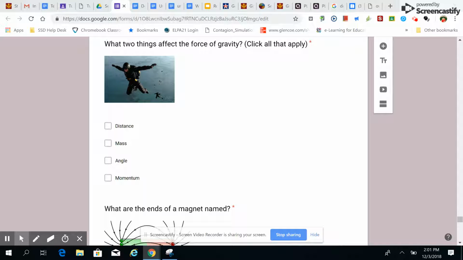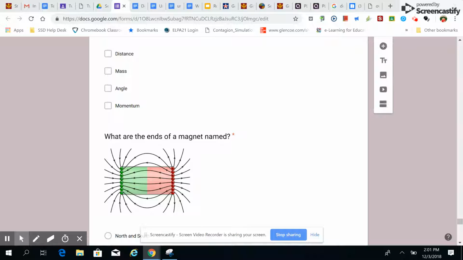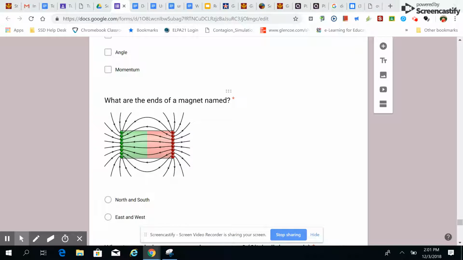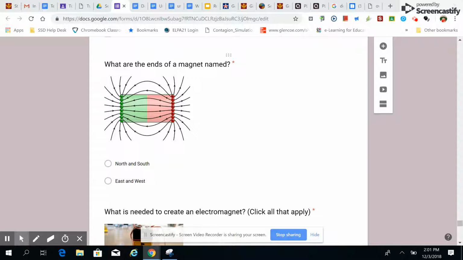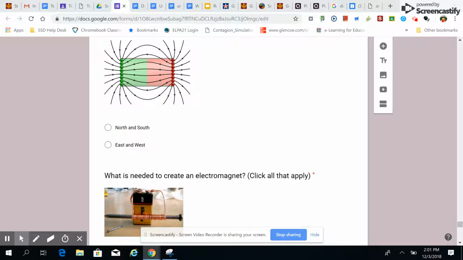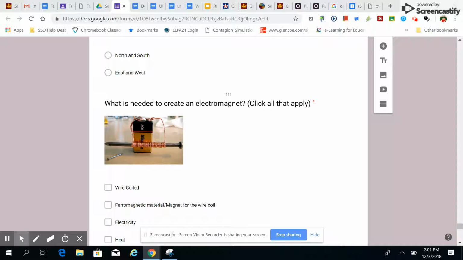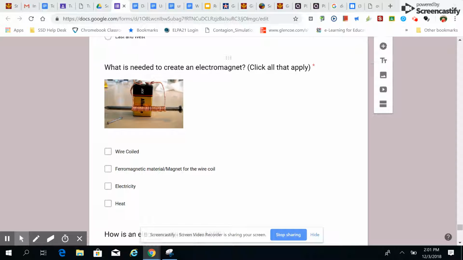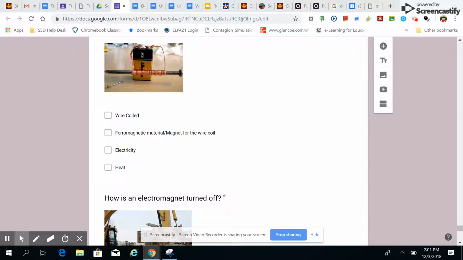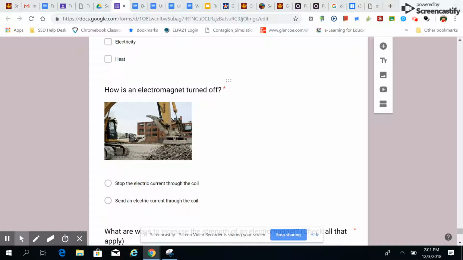What two things affect the force of gravity? Click all that apply. Distance, mass, angle, momentum. What are the ends of a magnet named? North and south, east and west. What is needed to create an electromagnet? Click all that apply. Wire coiled, ferromagnetic material, magnet for the wire coil, electricity, heat.